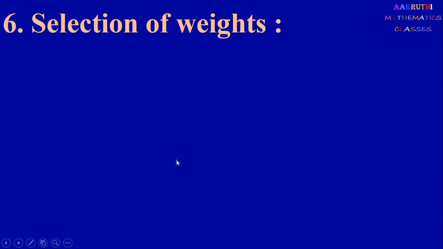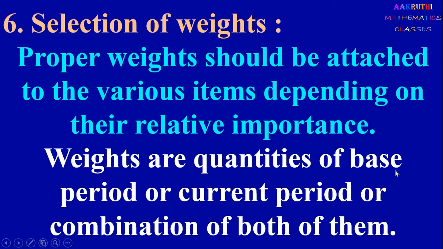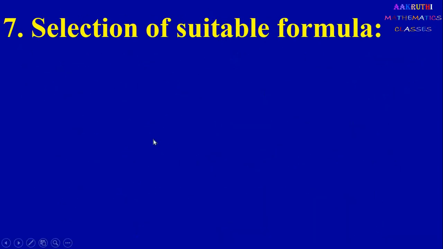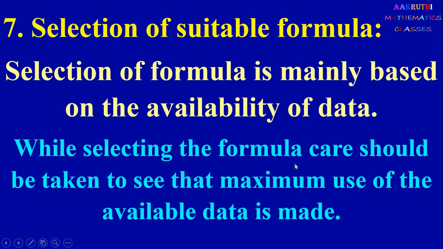So next it is selection of weights. Proper weights should be attached to the various items depending on their relative importance. Weights are quantities of base period or current period or combination of both. So next it is selection of suitable formula. Selection of formula is mainly based on the availability of data. While selecting the formula, care should be taken to see that maximum use of the available data is made.